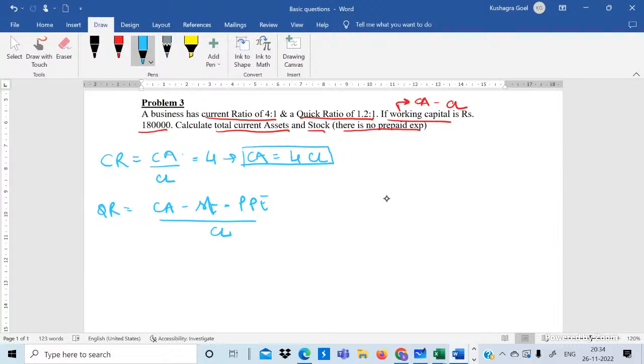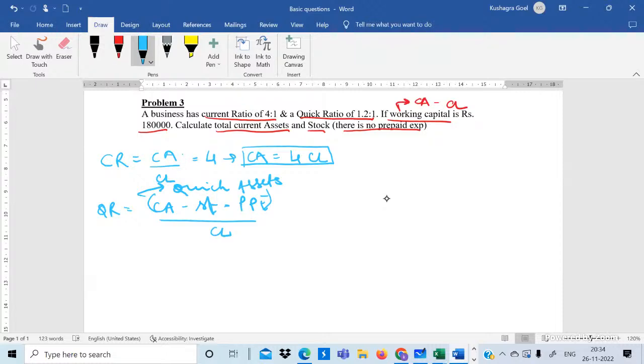So this numerator that you get over here, some people also call it quick asset. Quick assets are assets which can get converted into cash quickly. So you remove stock and prepaid expense from your current assets, and you get quick assets in the numerator divided by current liabilities. That will give you the quick ratio.